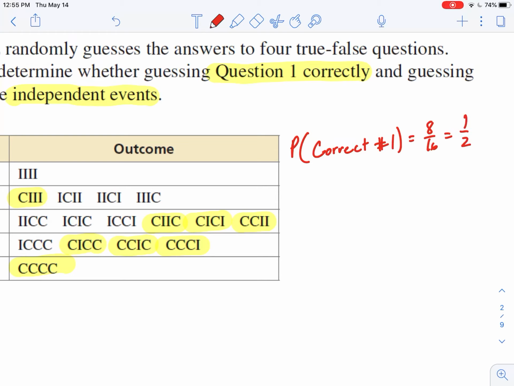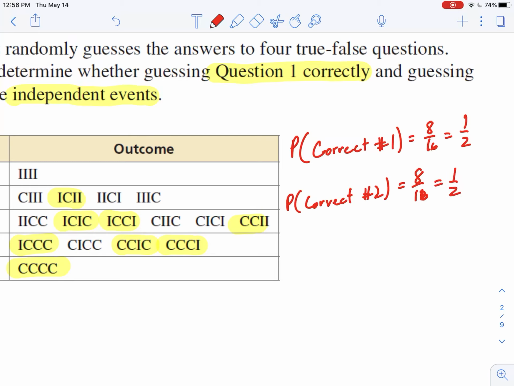Now, what's the probability of getting question number 2 correct? So let's again go back to our sample space and highlight all the options where we get question number 2 correct. So here I got question 2 correct, 2, 3, 4, 5, 6, 7, and 8 again. So 8 different times we also get question 2 correct. Sorry, 8 out of 16, which is also 1/2.